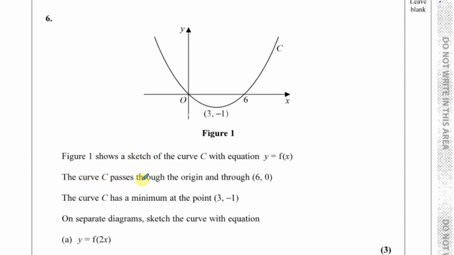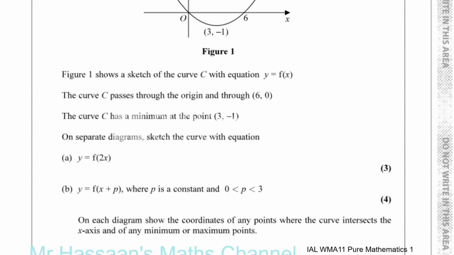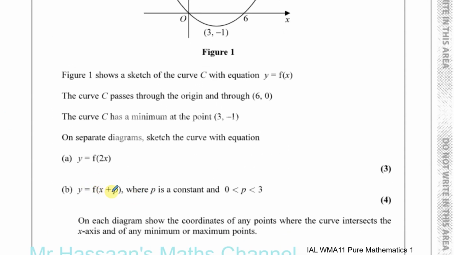The curve C passes through the origin and through the point (6, 0), and the curve C has a minimum point at (3, -1). On separate diagrams, sketch the curve with the equation (a) y equals f of 2x, and (b) y equals f of x plus p, where p is a constant and p is between 0 and 3. On each diagram, show the coordinates of any points where the curve intersects the x-axis and of any minimum or maximum points. Okay, so first of all, let's deal with part A.